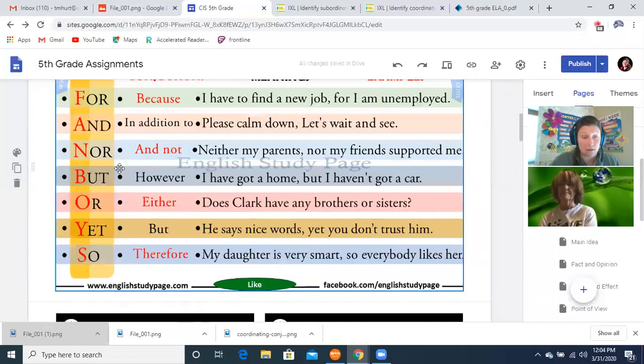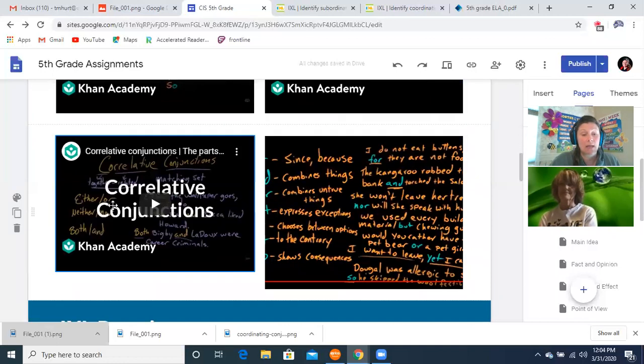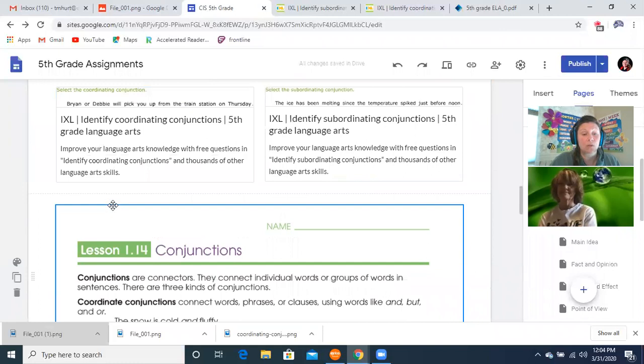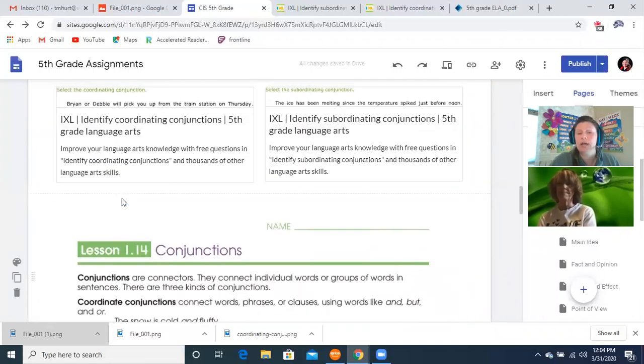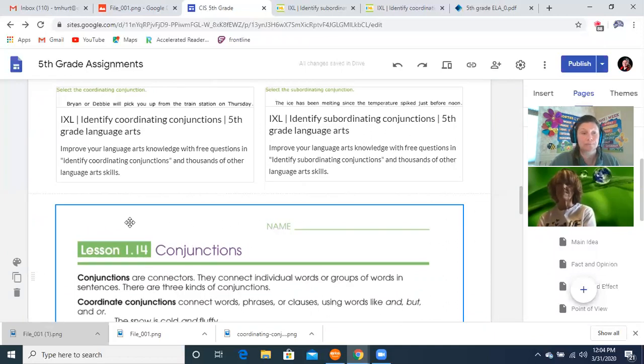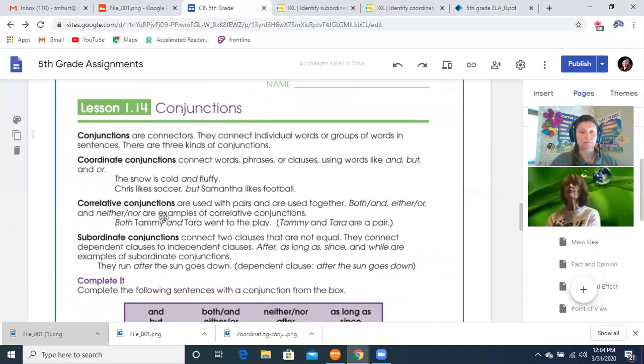All right, and we're going to practice. Miss Landers, do you want to do the IXL or do you want to do the worksheets first? I say we should do the worksheets first because I can go over, okay.